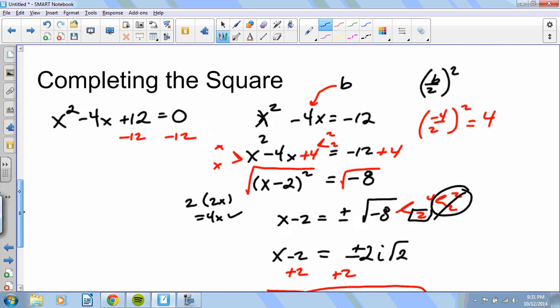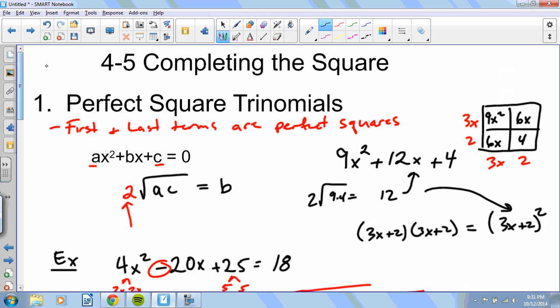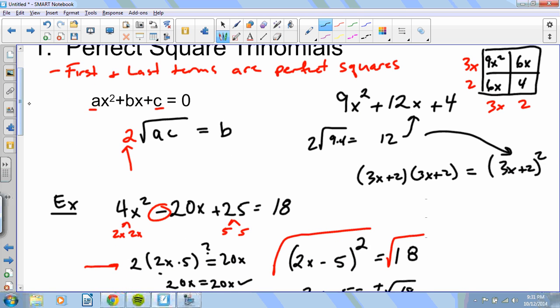That's section 4.5. It's a whole lot of stuff there, but take it piece by piece. The key is the perfect square, and that's where we began and finished with completing the square.